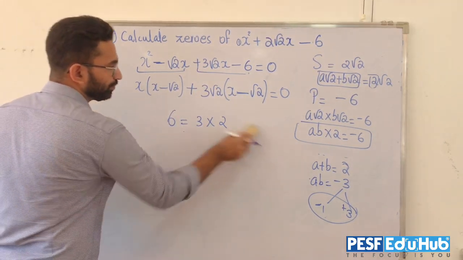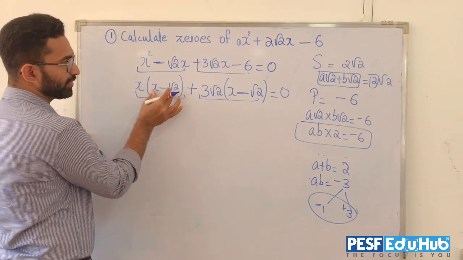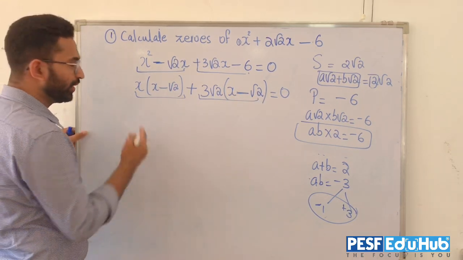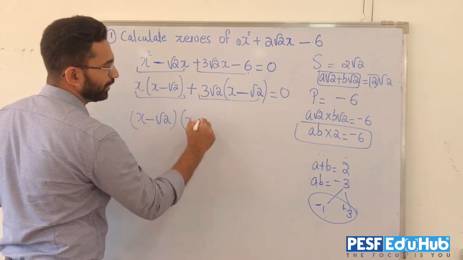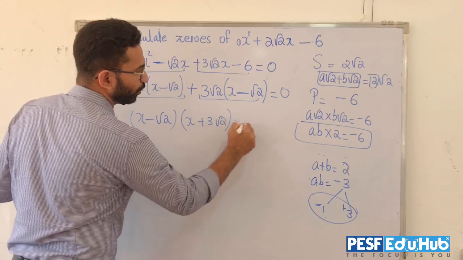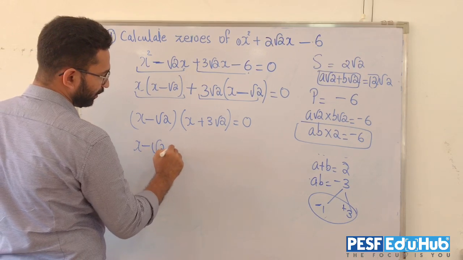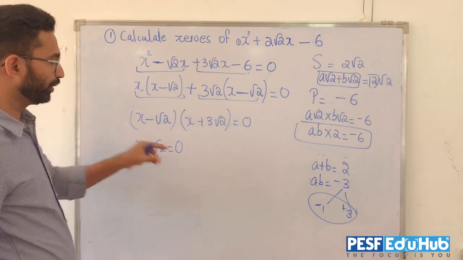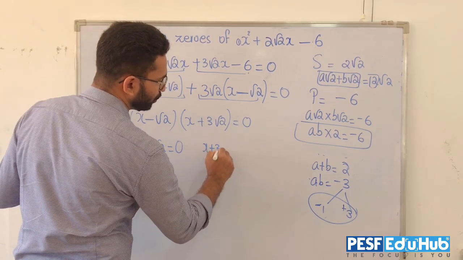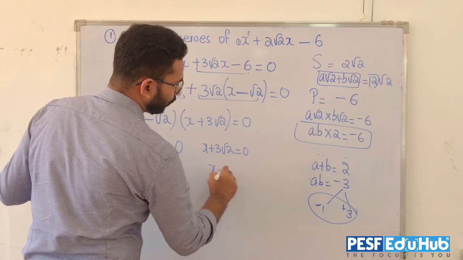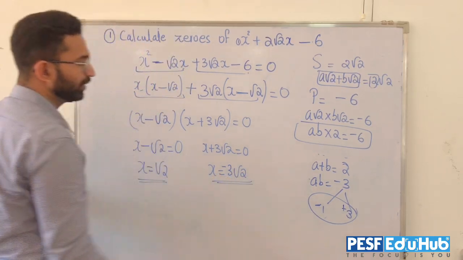Now I have two terms, 1, 2. So what is common in this case? x minus root 2, x minus root 2, those two are the same factor. So I am keeping it outside again. So what is left? x here, then here plus 3 root 2 equal to 0. Now equate separately each factor to 0. x minus root 2 equal to 0 means x is equal to positive root 2. From here x plus 3 root 2 equal to 0 means x equal to plus 3 root 2 I am taking to the other side, it becomes minus 3 root 2. These are the two answers.